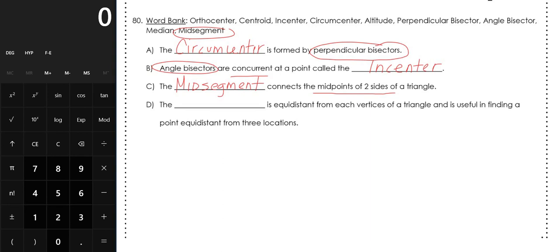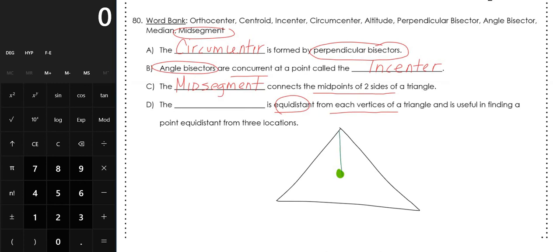And lastly, D. The blank is equidistant from each vertex of a triangle and is useful in finding a point equidistant from three locations. Okay, there is a really important concept here. If I have a point that's going to be the same distance to all three vertices of my triangle, what I'm going to look for is a point known as the circumcenter, which in part A, we see the circumcenter is formed by perpendicular bisectors.